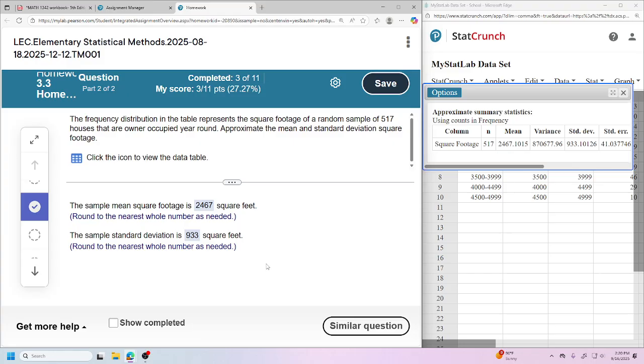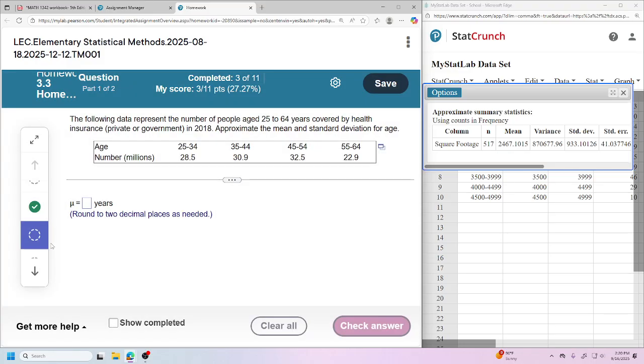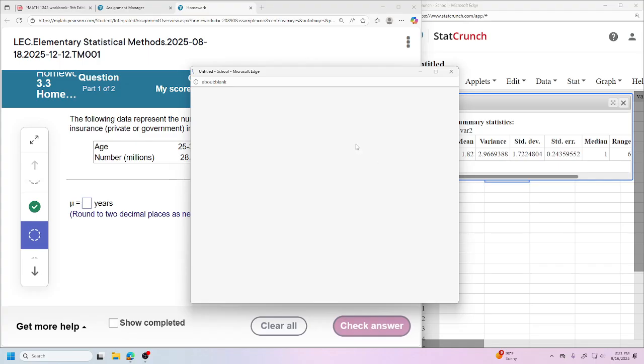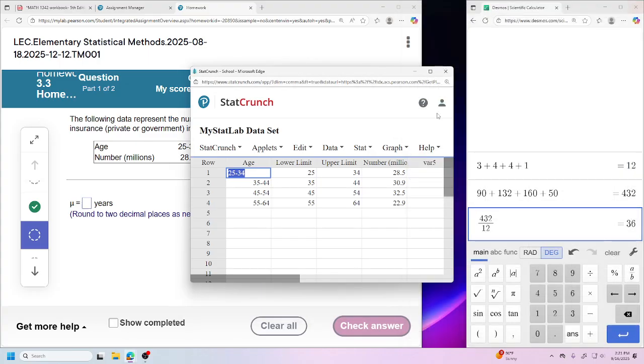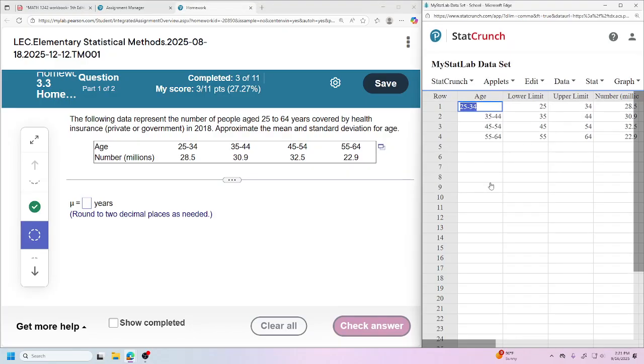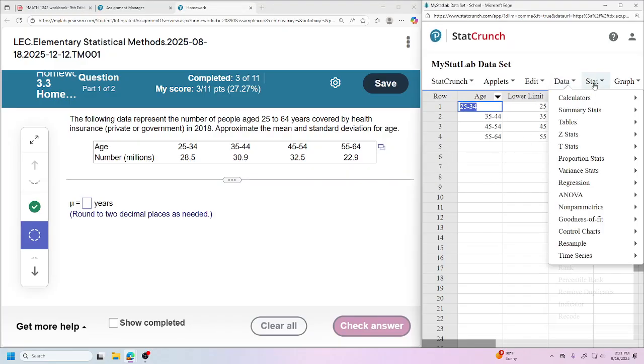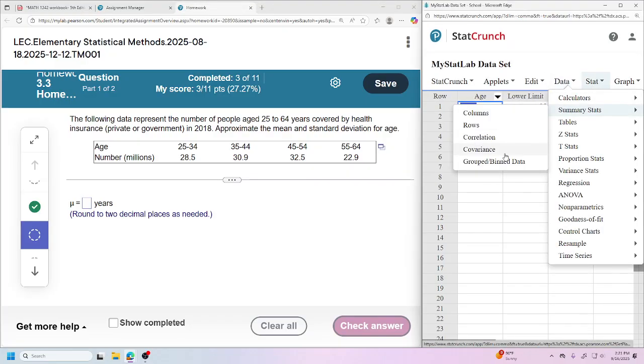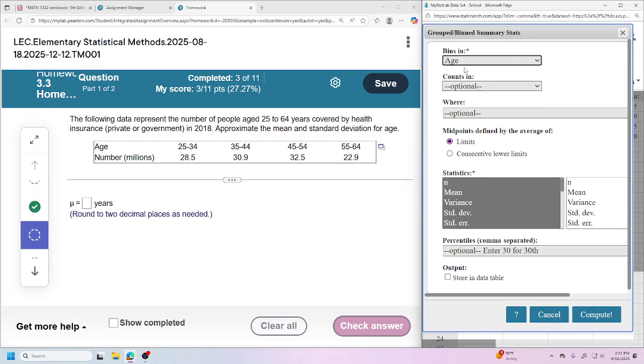Are we good? I'm not worried about these problems. I'm worried about the other ones. Remember I told you about this one? The mean? And then the next one's going to be standard deviation. So let's do this one. Again, StatCrunch. Not hard. Nothing new here. Just want to make sure that y'all see what we're doing here. So stat, summary stats, group bin data, first and last.